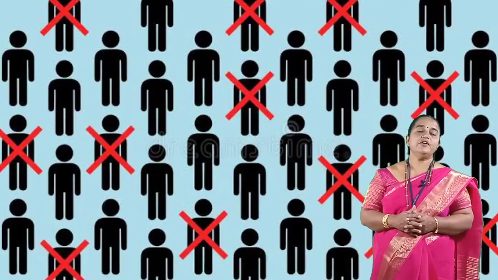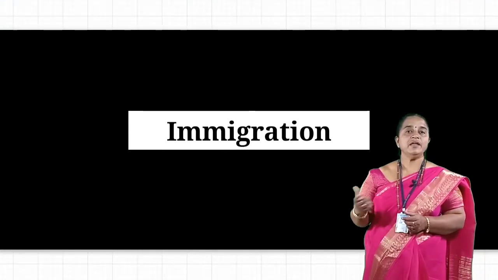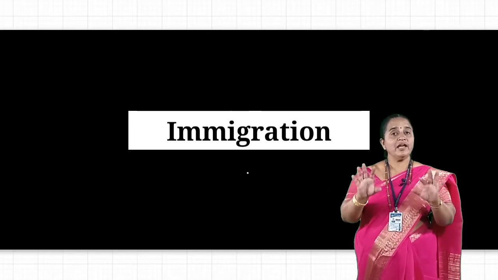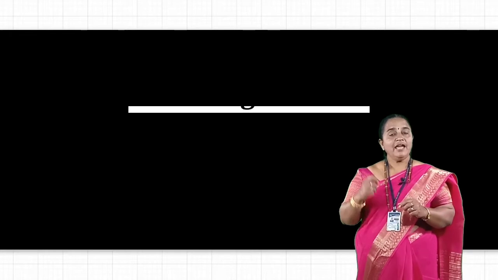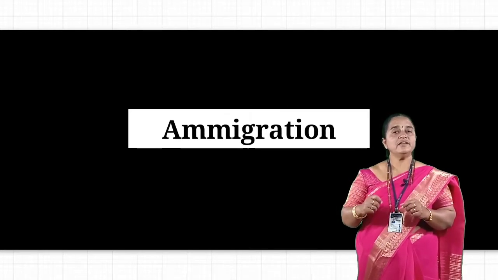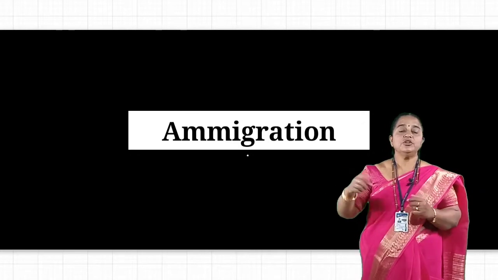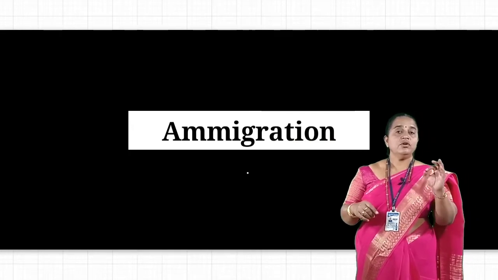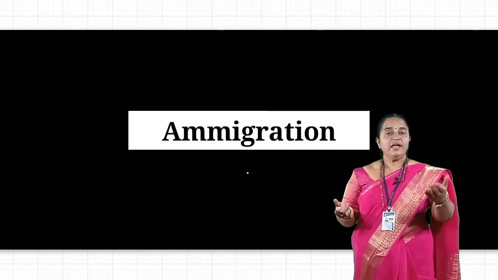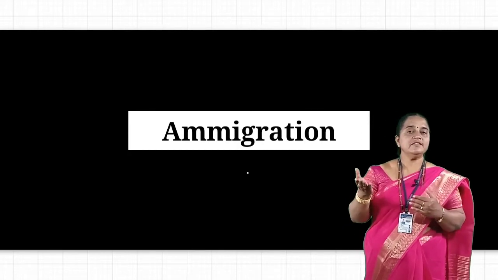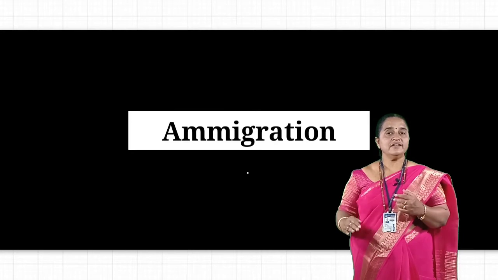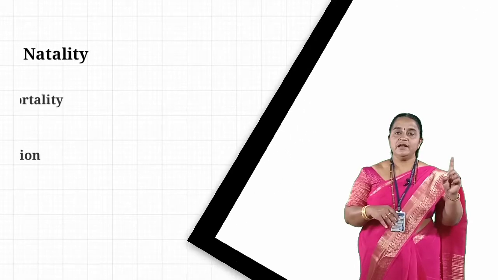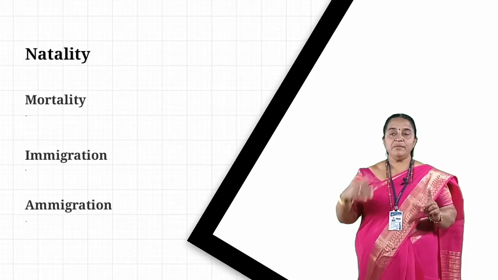Other than these 2 factors, we have to consider immigration and emigration. Immigrants are the organisms added to the existing population from somewhere else but not by birth, while emigration refers to the number of organisms moving away from the existing population to a different place due to several reasons but not by death. By immigrants, population density increases. By emigrants, population density decreases. So density of a population is measured by these 4 parameters: natality, mortality, immigration and emigration.